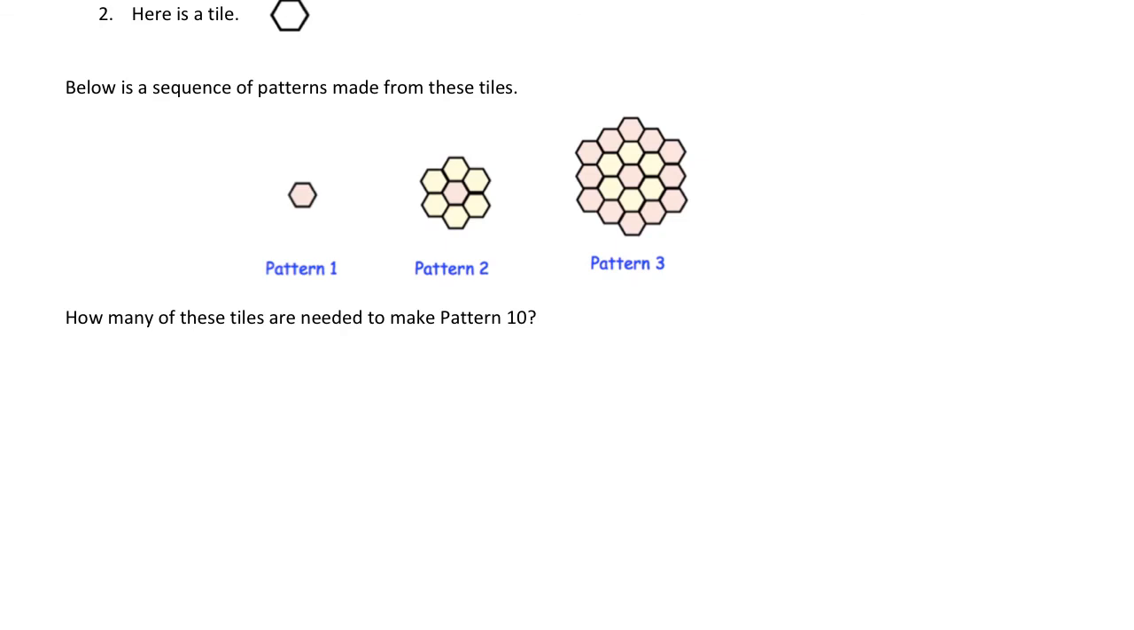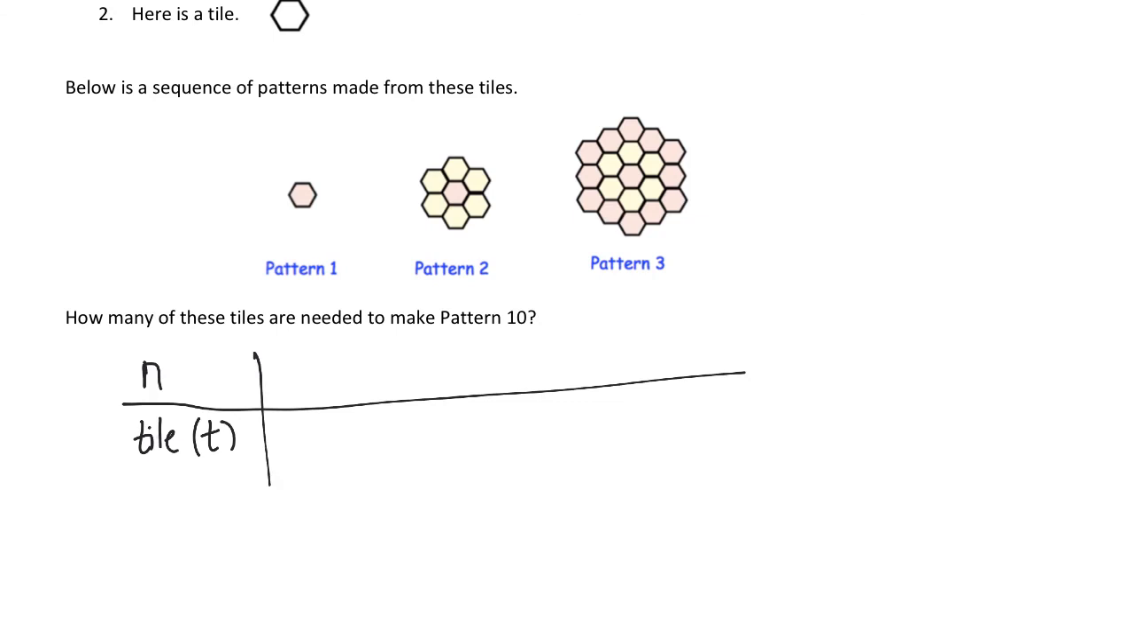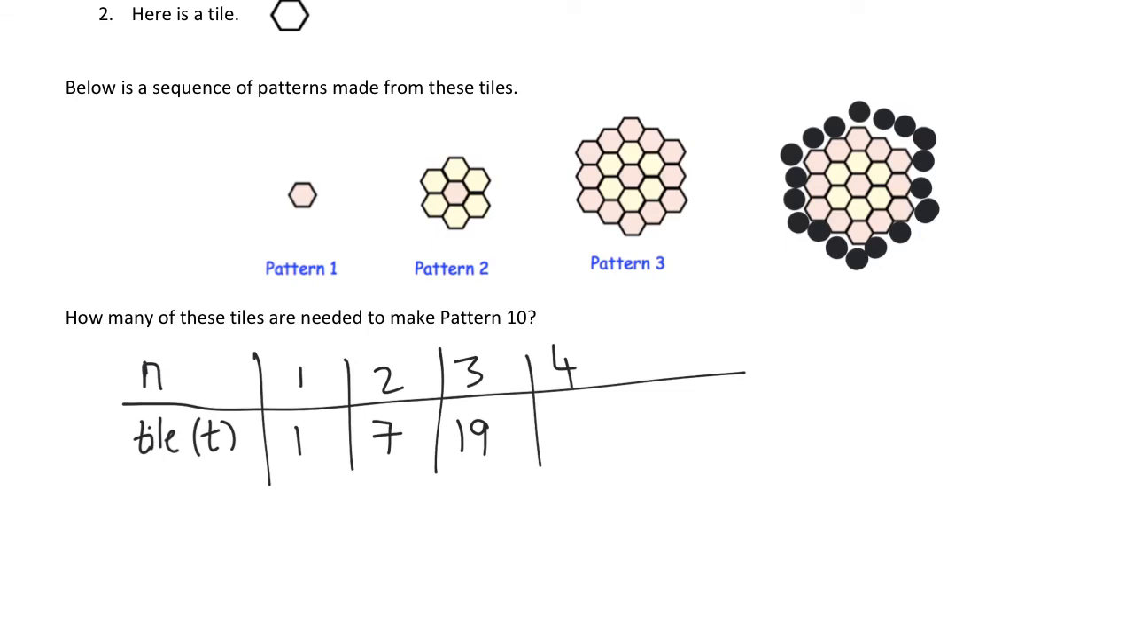So if we have the pattern number, which we're going to call n, and the number of tiles, let's call that t, then we can draw a table and hopefully work it out. In pattern number 1, there was 1 tile. In pattern number 2, there was 7. And in 3, we said there was 19. So let's see what it would be for 4. So there's the next pattern. It's not very nice, but anyway, we've got 19 made up before, and then we've got 20, 21, 22, 23, 24, 25, 26, 27, 28, 29, 30, 31, 32, 33, 34, 35, 36, 37.